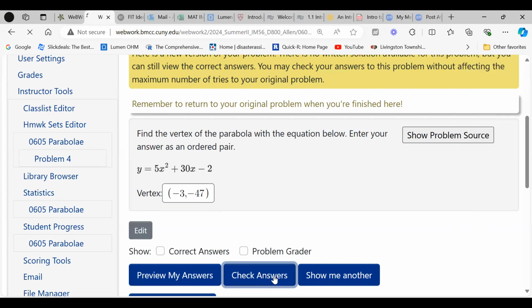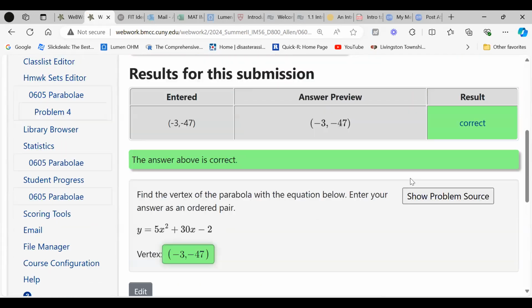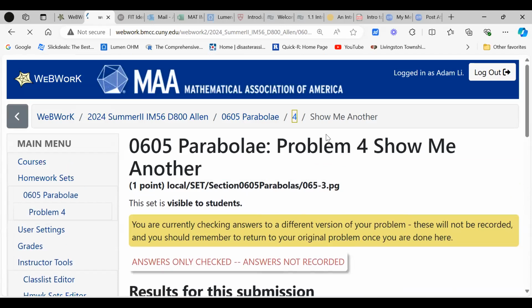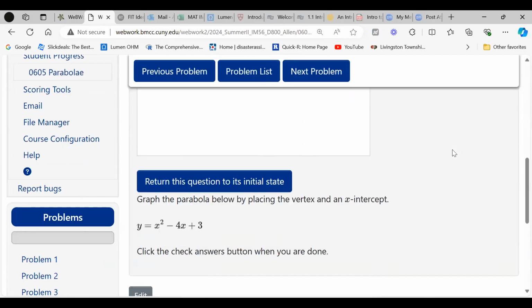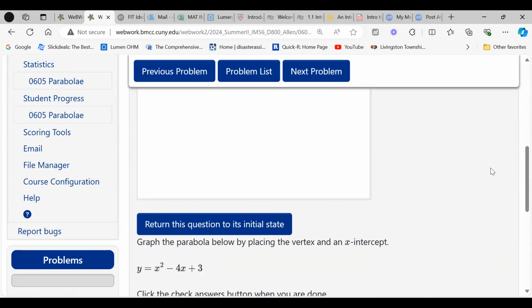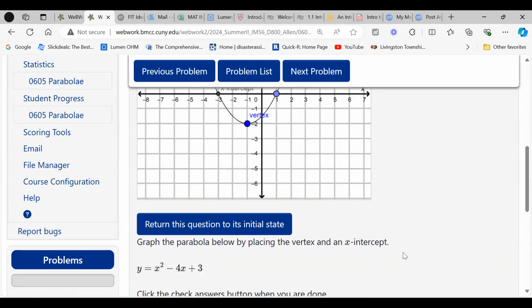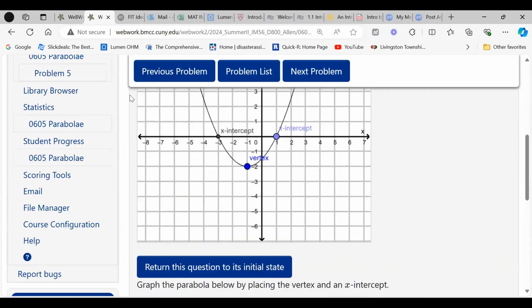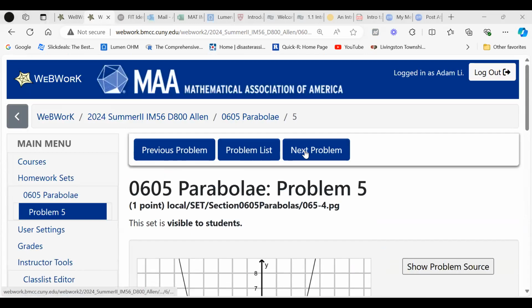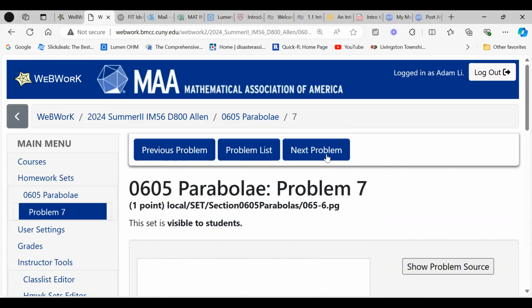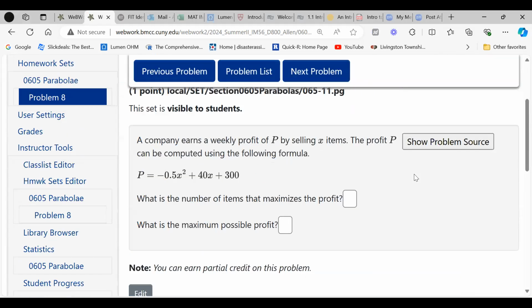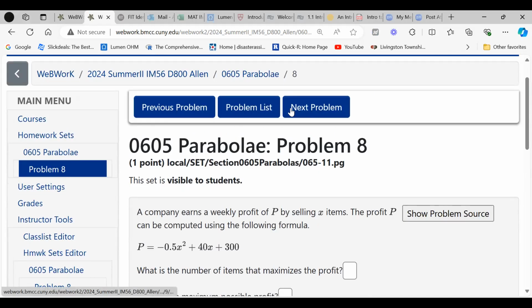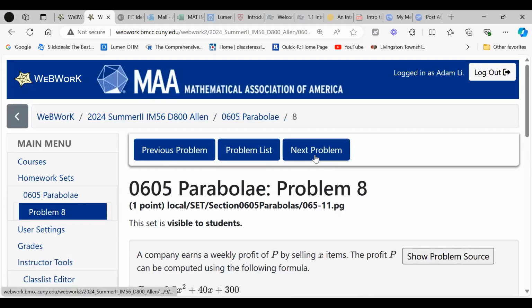All right, any questions about this? Okay, let's see. So they want us to plot the vertex and x-intercepts. I guess I'll go over this tomorrow. Tomorrow we're going to review for the midterm exam. We're going to go over a couple of questions, since we still have a couple more questions left in this section. Then from there we will review for the midterm exam.